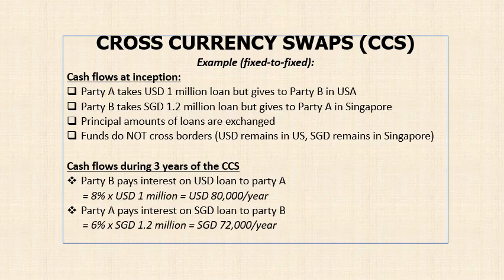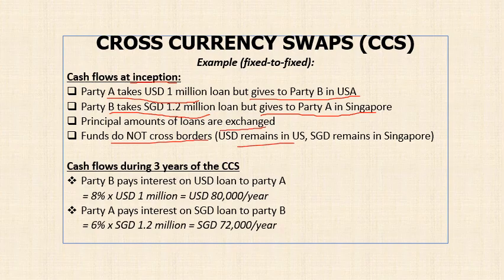At the inception of the CCS, Party A takes the USD 1 million loan, but gives the USD 1 million amount to Party B in USA. That is, the amount of USD 1 million is taken from the bank by Party A, but handed over to Party B in USA only, not in Singapore. Party B takes the SGD 1.2 million loan in Singapore, but hands it over to Party A in Singapore, that is domestically. That is, the principal amounts of the loans are exchanged. The money does not cross borders. The funds do not cross border.